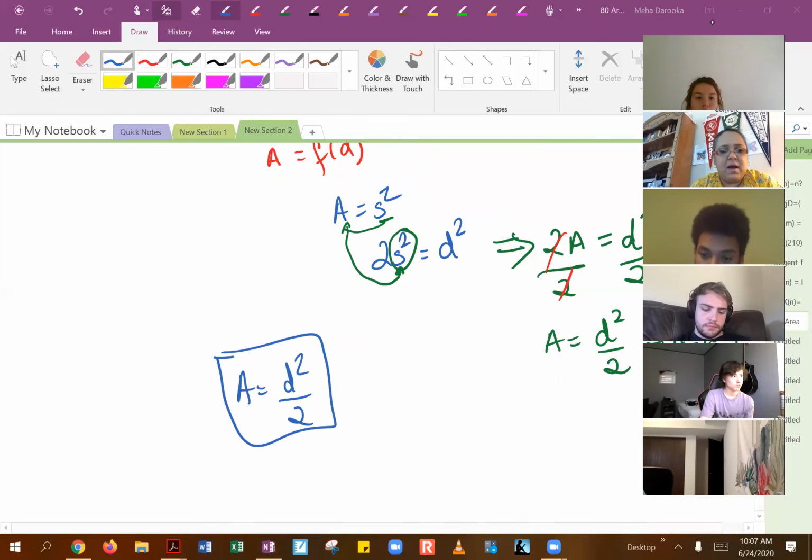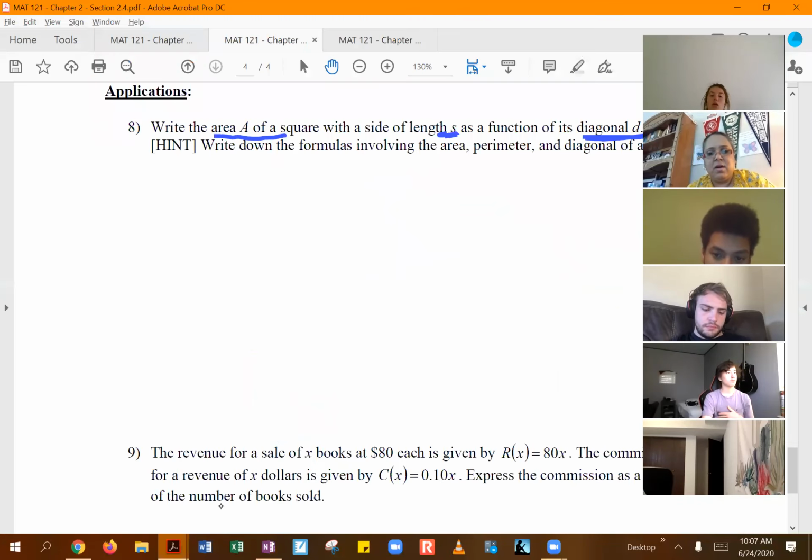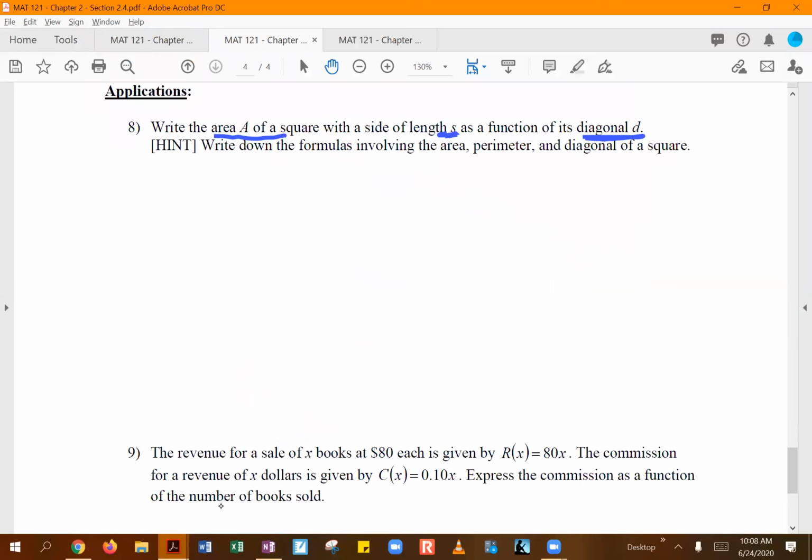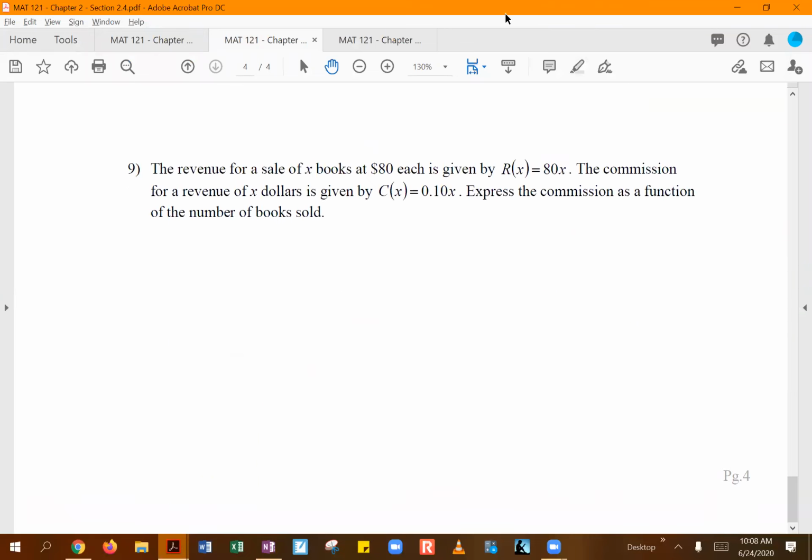Okay, I believe we have one more example over here. And this one is talking about the revenue of the sale of X books at $80 each, given by the function R of X equals 80 times X. So basically each book is sold at $80. So here, X number of books multiplied by 80 will give you the revenue.